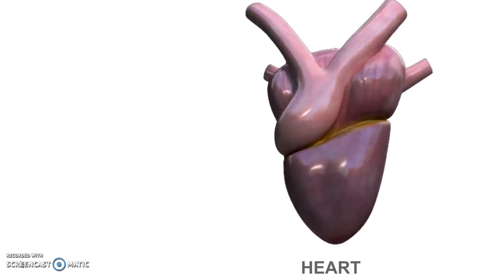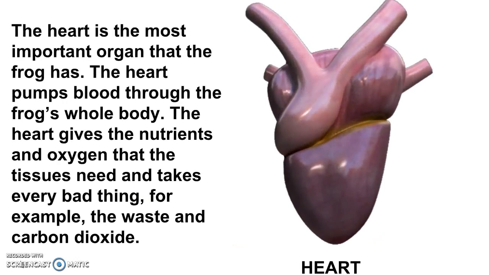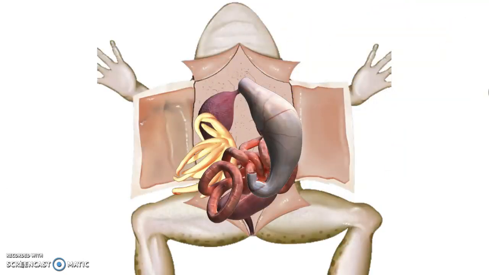Then we have the heart. The heart is the most important organ that the frog has and needs. The heart pumps blood through the whole body of the frog. The heart gives the nutrients and oxygen that the tissues need and takes every bad thing, for example, the waste and the carbon dioxide.